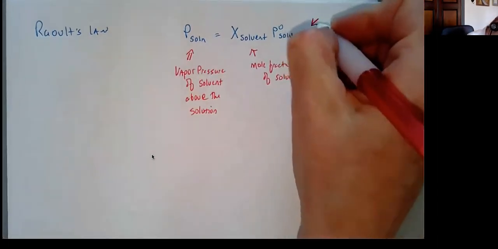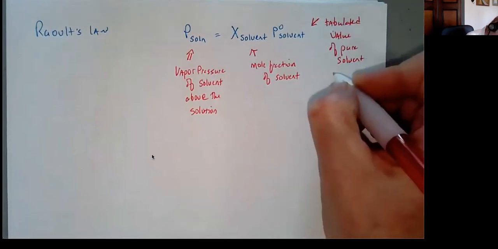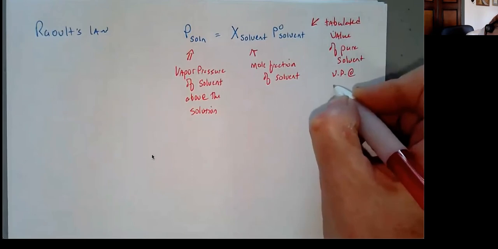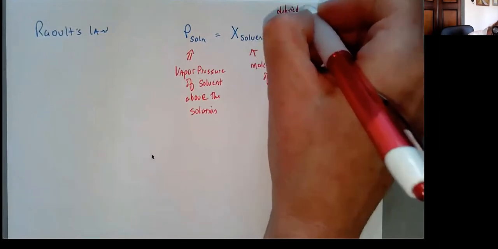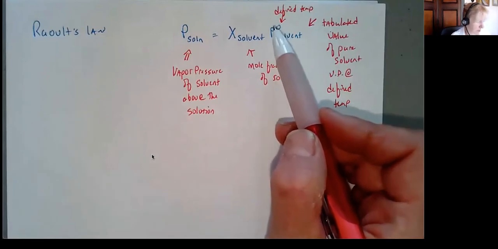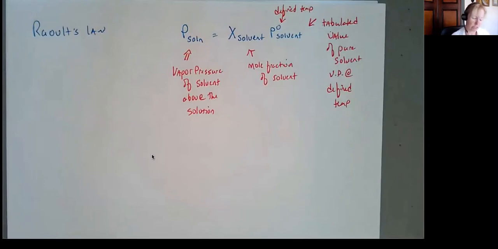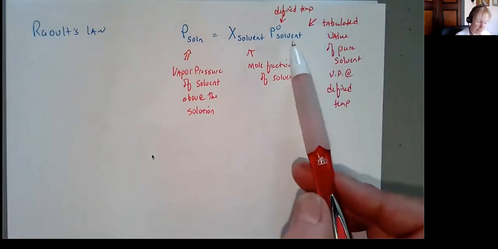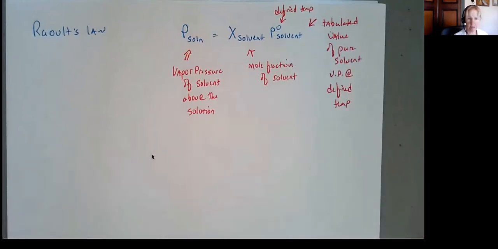And then this term here is a tabulated value of pure solvent vapor pressure at a defined temperature. That's what this little knot means here, that this is a defined temperature, a defined set of values. Whenever you see this little knot, as when we talked about it in thermochemistry, where it defined a set of standard conditions, the same applies here, because this is a tabulated value. When I look this up, it's going to give me the value of water at this particular temperature. This would be the vapor pressure of pure water.